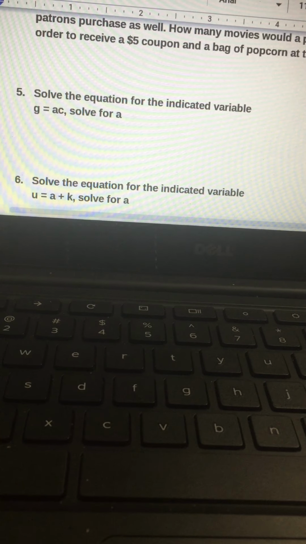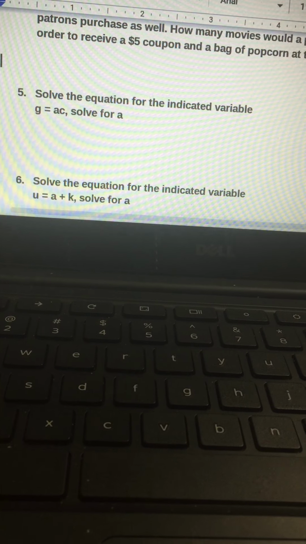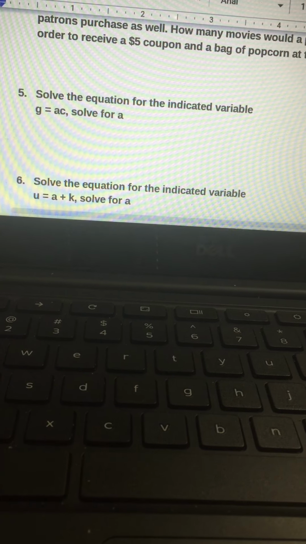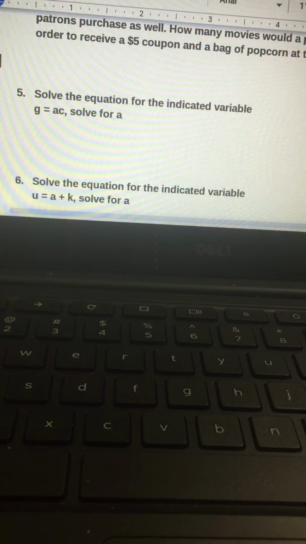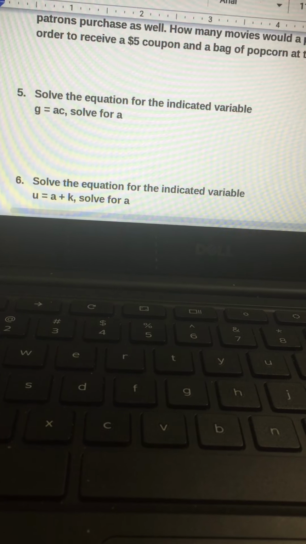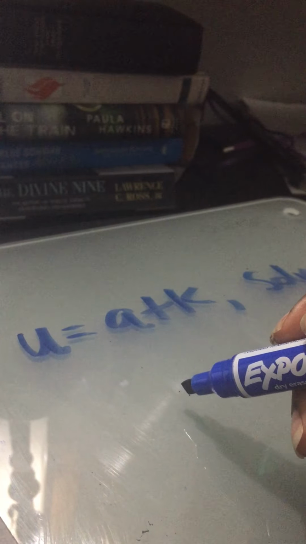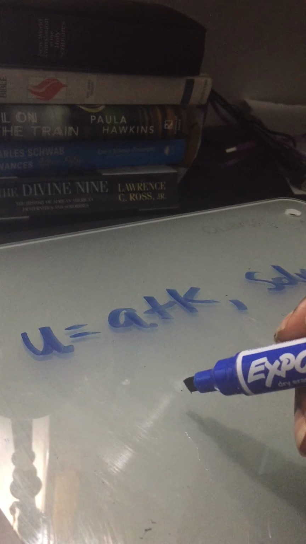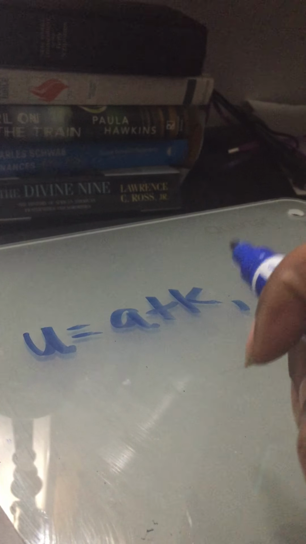Question number 6. Similar to number 5, you're going to solve for A, but this time your equation is U is equal to A plus K. Solve for A. All right, so for this one, U is equal to A plus K. Now, I do not want to know what A plus K is. I want to know what just A is. So I'm going to have to separate K from A.